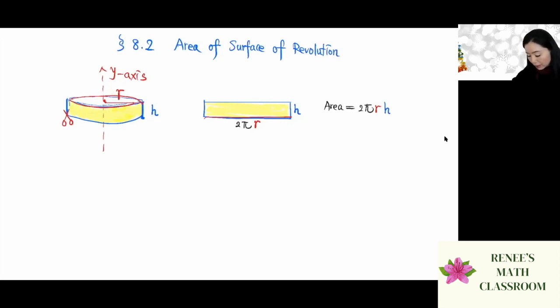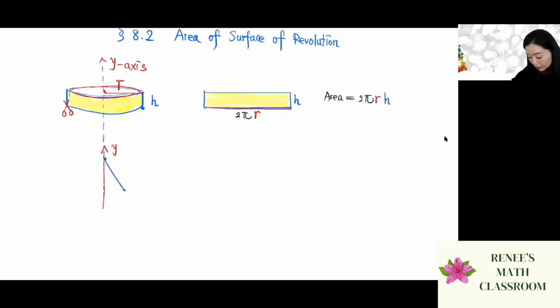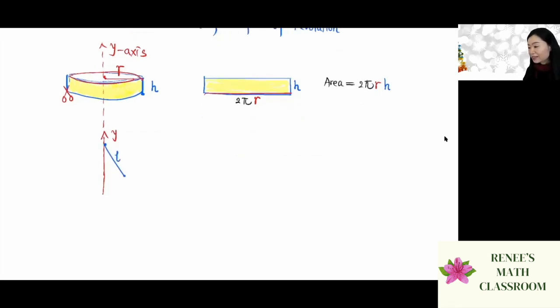Now over here, again, this is the y-axis. And this time we have this segment over here. The length of that is L, okay? And we're going to revolve this, rotate this about this y-axis, and then you're going to get a surface of revolution. And this over here is big R. We'll use a different color. So this is the big R over here. Now, the surface of revolution will be like a cone, right? Like an ice cream cone.